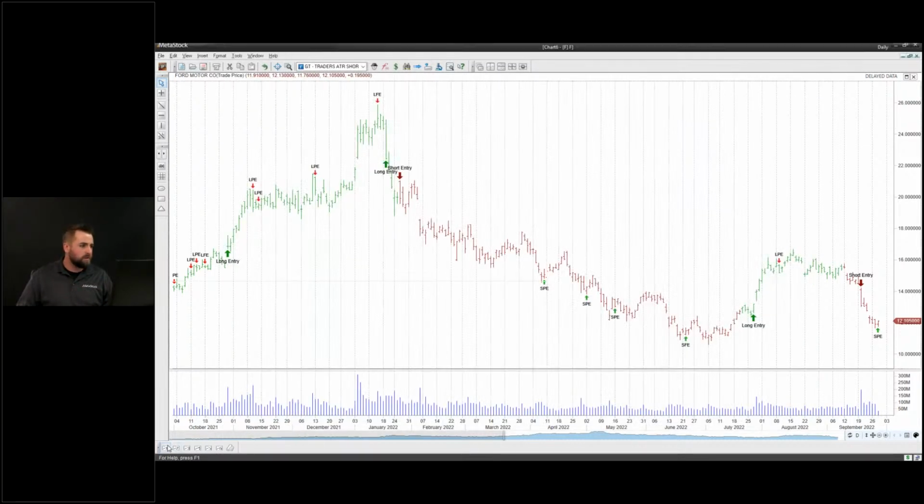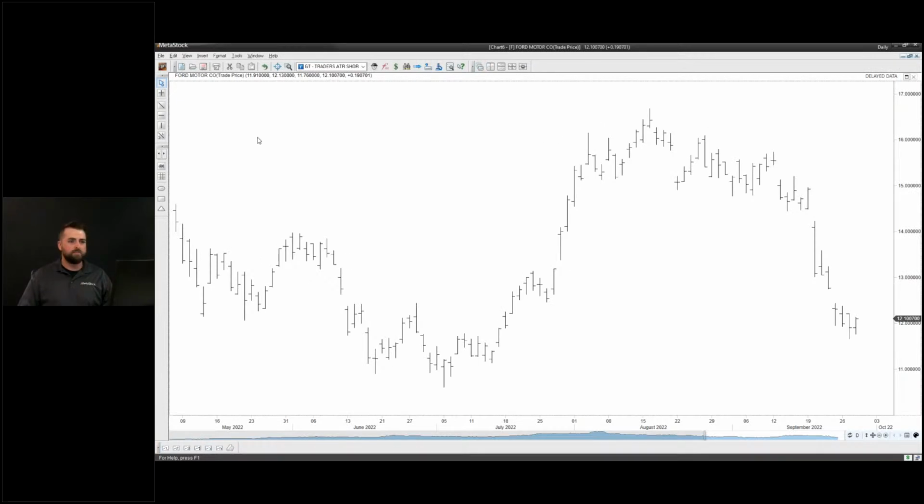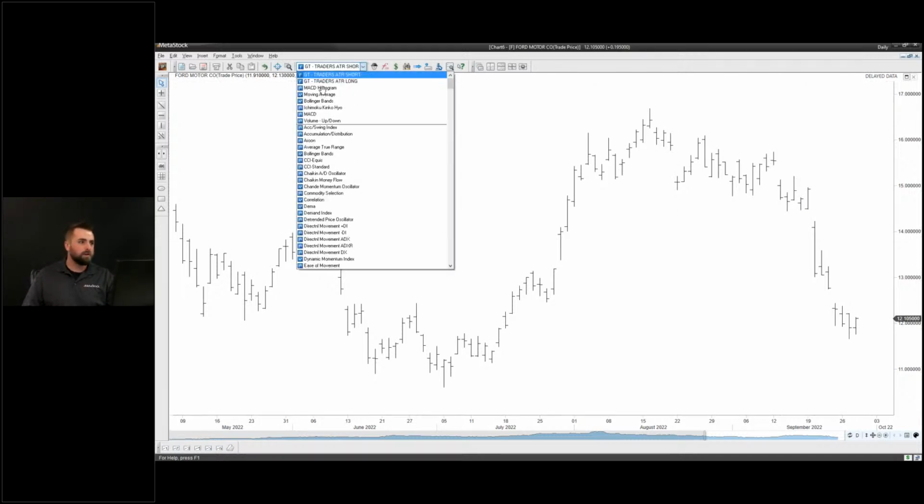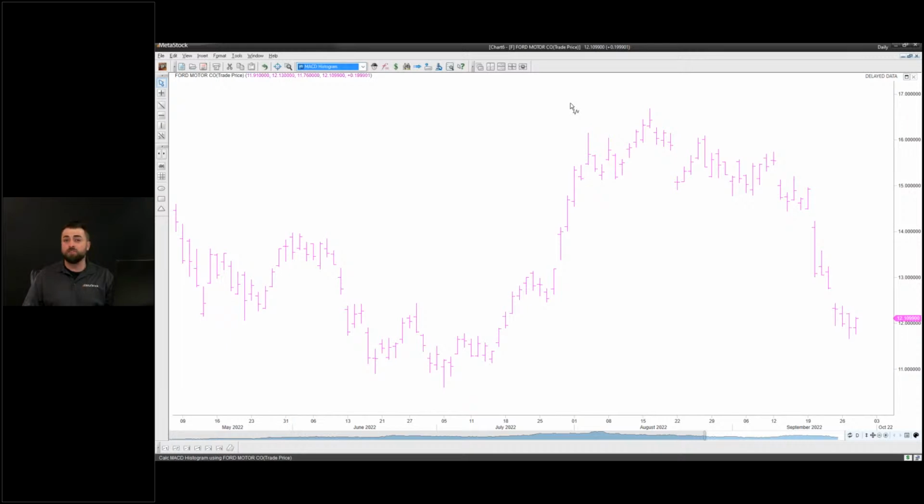Actually, we can even just go onto this chart here. Let me clean up this template. So this is just a chart of Ford that I already had opened, and I just applied a clean template so that it's empty here. And I do kind of want to just plot and apply some of these to show this to you guys.